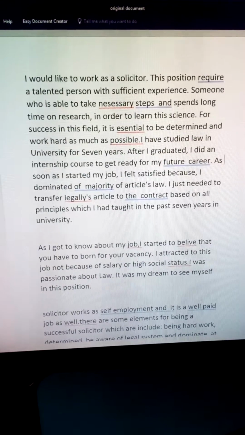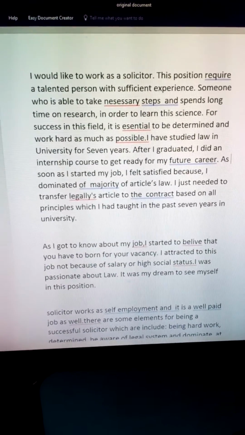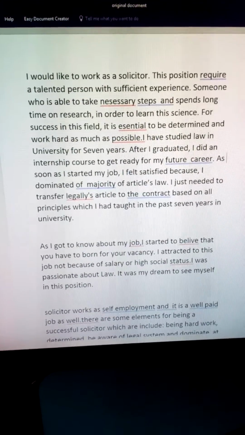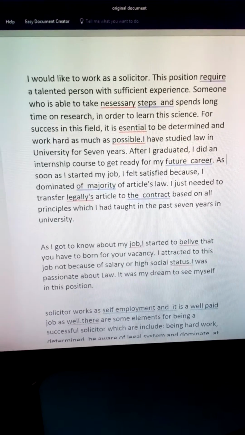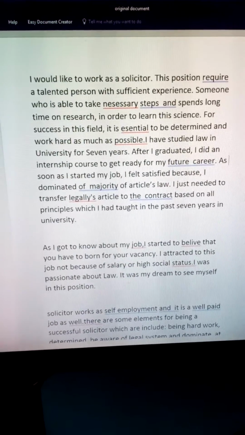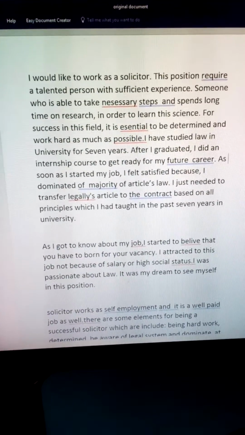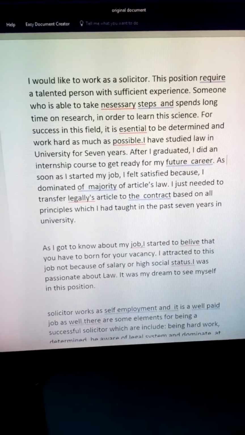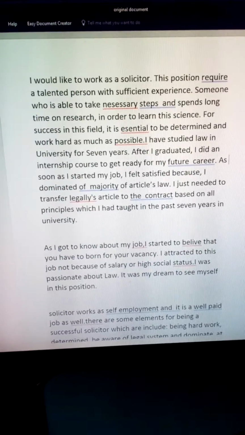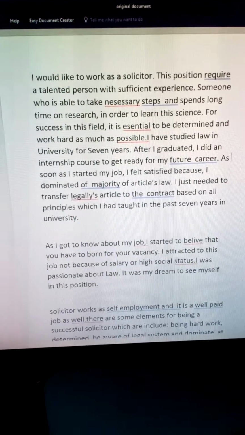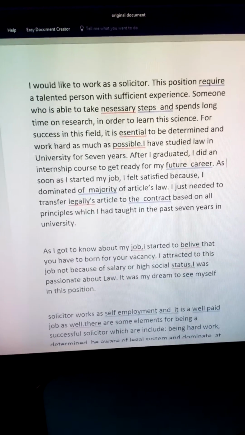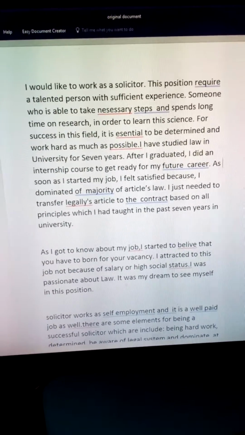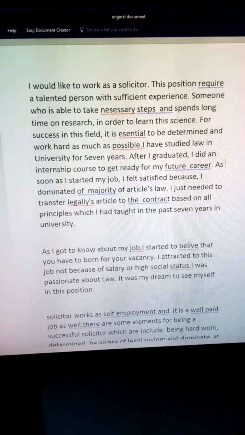For success in this field, it is essential to be determined and work, and then we would put, and work as hard. It is essential to be determined and work as hard as possible. Then that would be a really good sentence. So it would say, for success in this field, it is essential to be determined and work as hard as possible. Let's have a look at the next sentence.